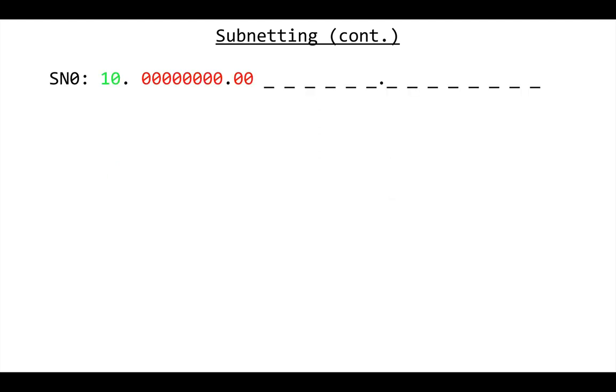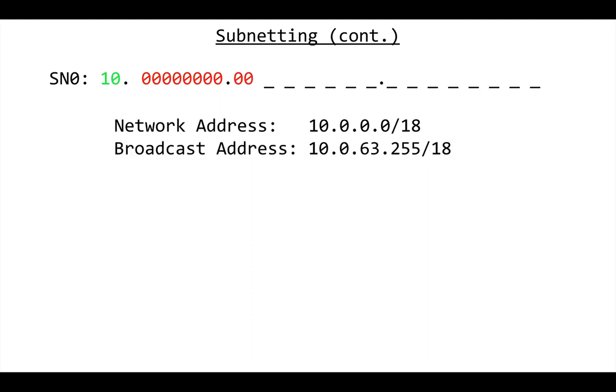So for subnet 0, this is what we had in our chart. As always, to get the network number, we set all the host bits to 0. So if we do that, we're going to get 10.0.0.0, again /18, because we are subnetting the 10 subnet. To get the broadcast address, all these places that we have black underscores would need to be set to 1. And when we do that, we would get 63.255. So we're basically using the easiest thing to remember. Network address is all host bits set to 0. Broadcast address is all host bits set to 1.